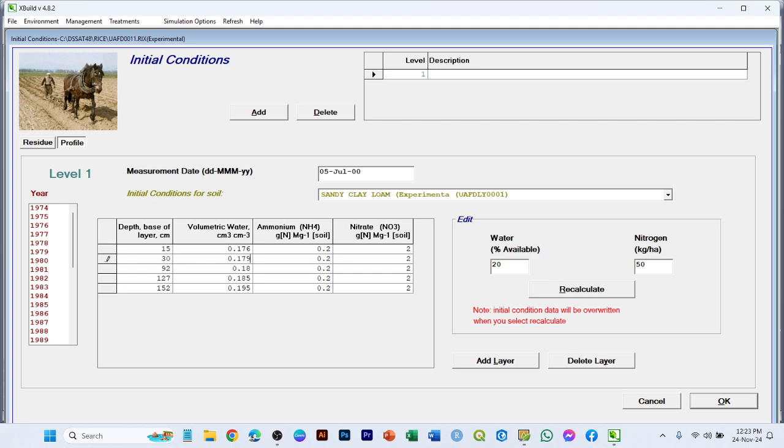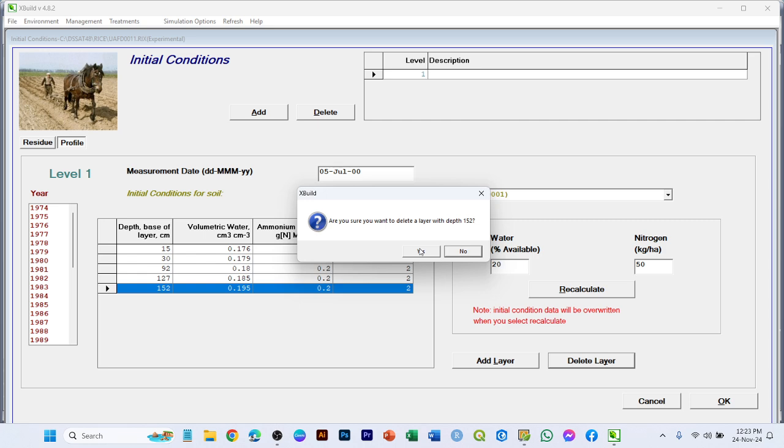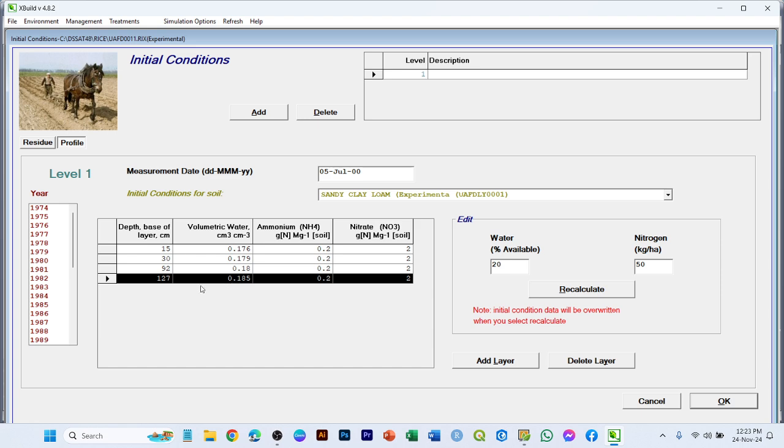Or if you don't want to go into detail up to 152, then simply click here and delete the layer. Again, it is asking, are you sure to delete? Just as a confirmation. So, okay. These types of things you can play with and learn. Okay. So now we have to go on. It's clear. Initial condition.